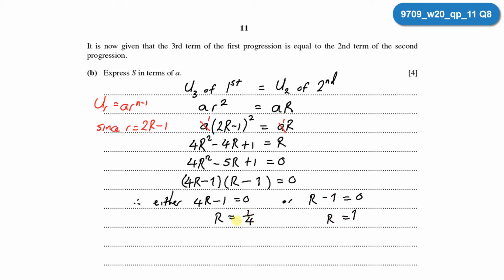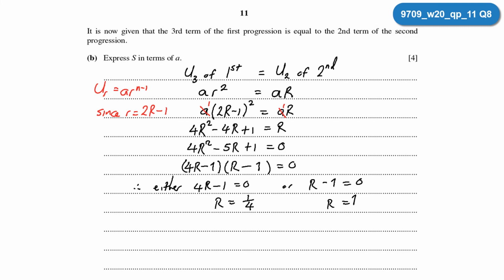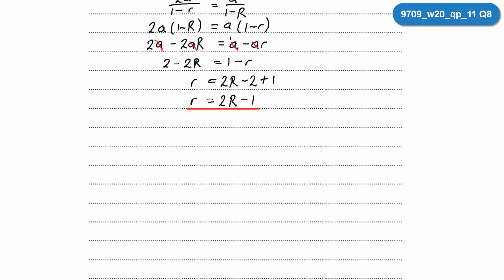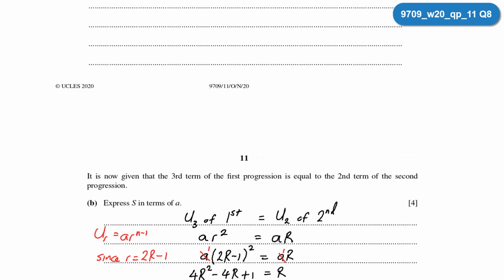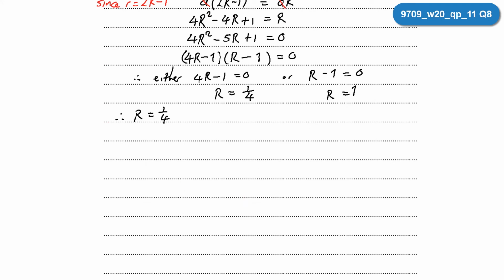So the value of R, which is the common ratio for the second geometric progression that we want, should be a quarter. So therefore, the value of R we want is a quarter. Right now, I can take the expression for the sum to infinity for the second geometric progression, and we are going to substitute R into it.